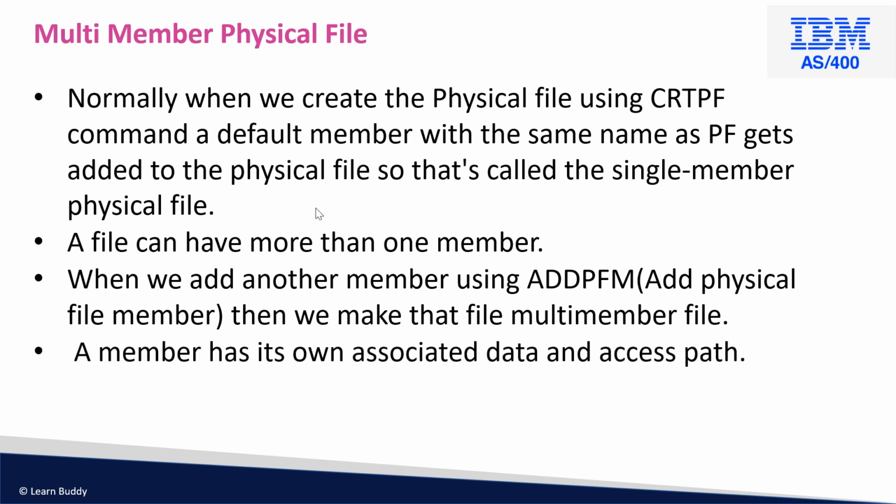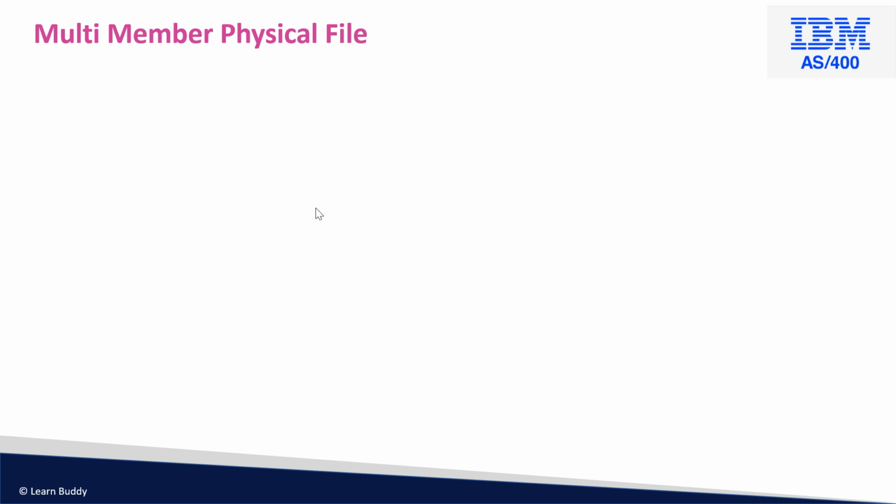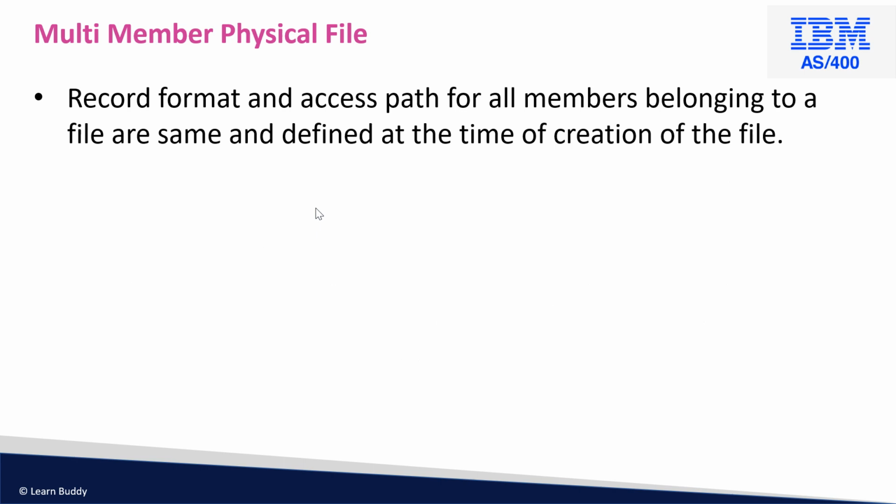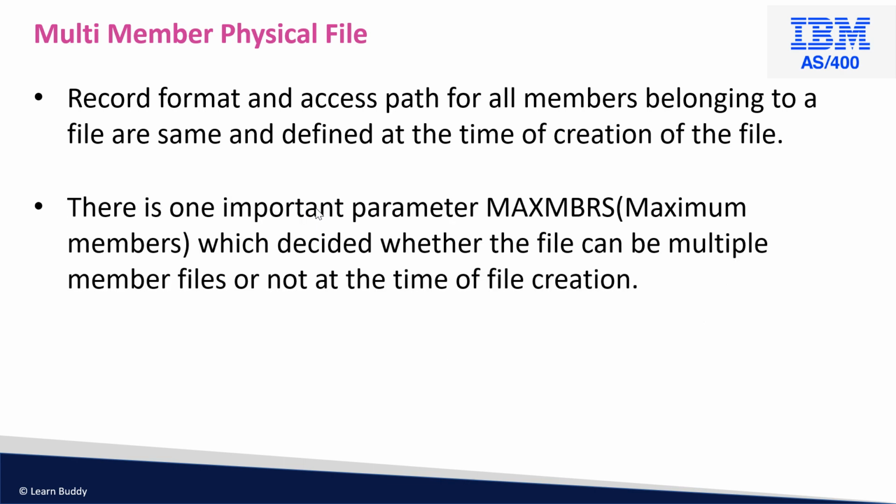We use ADDPFM for adding the multiple members. The member has its own associated data and access path. Own associated data means each member has separate data, right? For January it is its own data, and February we maintain some own data. And the record format and access path for all the members belonging to a file are the same and defined at the time of creation of the file. The record format and structure and DDS, everything will be the same, right?